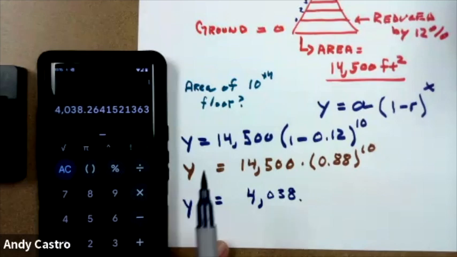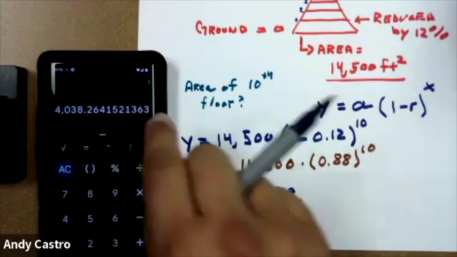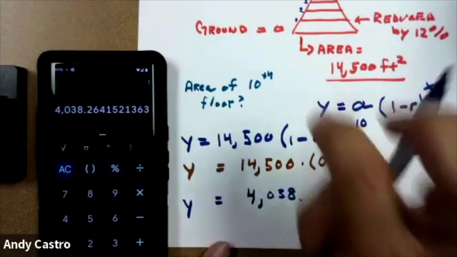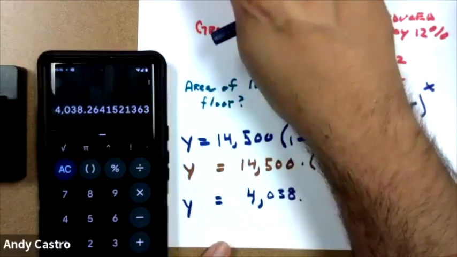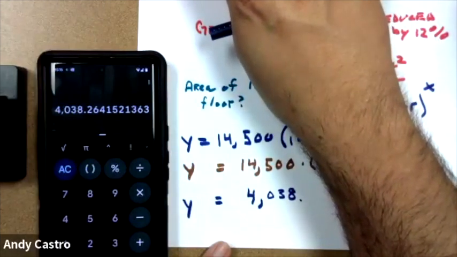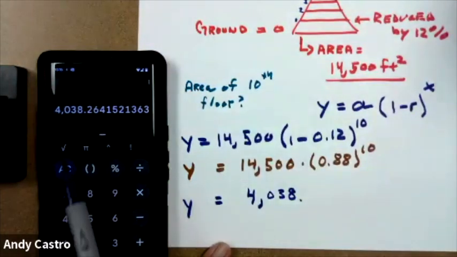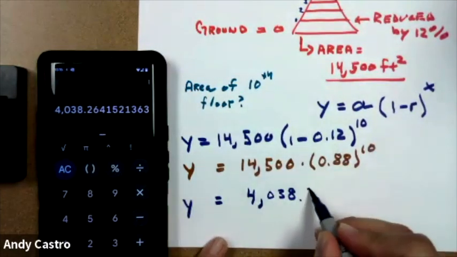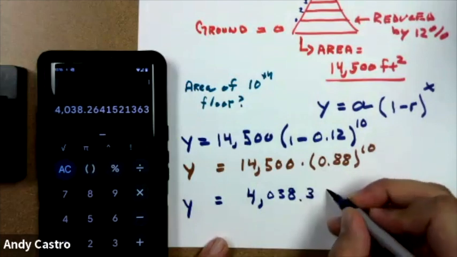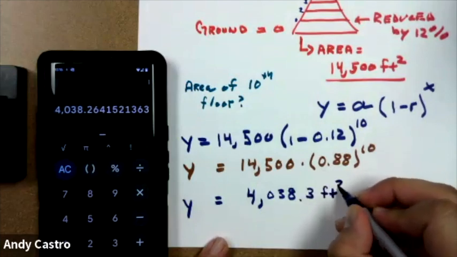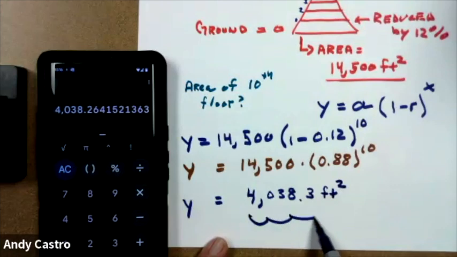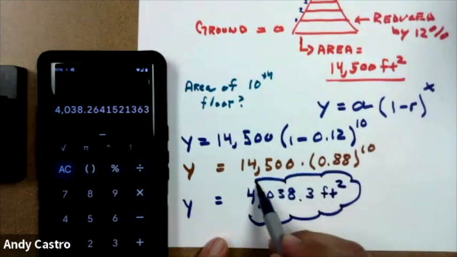And we could do 26 feet square. Let's see what they rounded to in the final answer. They want us to round to a tenth. So that would be right here, the 2, and then the next number is 6, so I'm going to round that up to a 3. 4,038.3 square feet. That is my answer here.